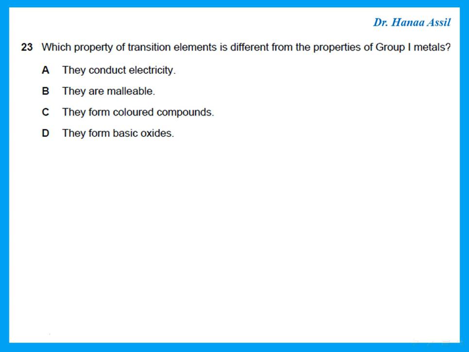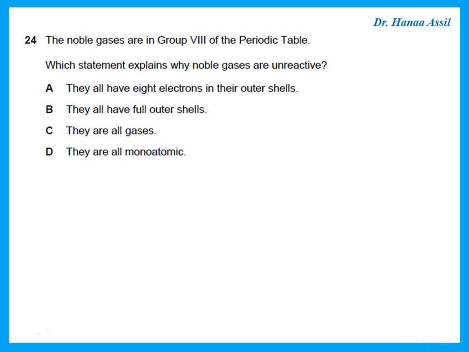Which property of transition elements is different from properties of group 1? We said transition elements conduct electricity. Well, all of them conduct electricity. All of them are malleable. All of them form basic oxides. But something that is unique to the transition elements is that they form colored compounds.